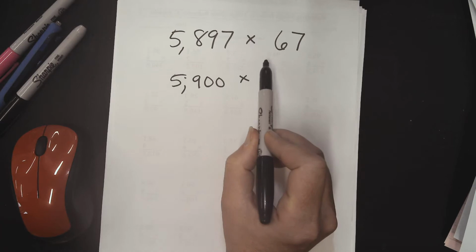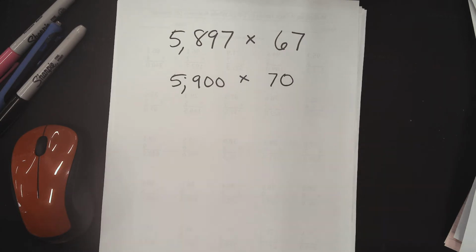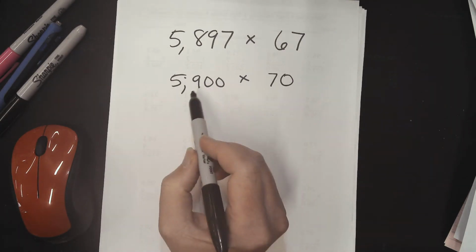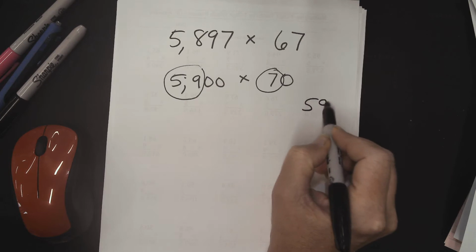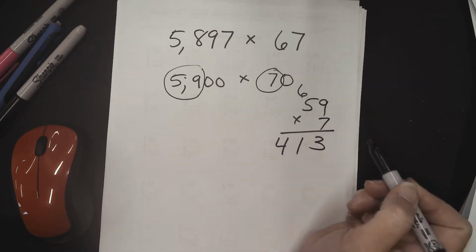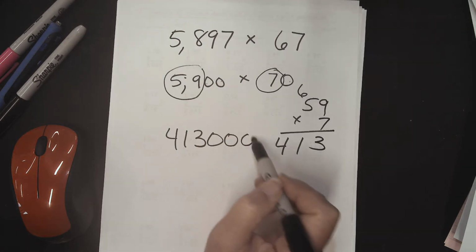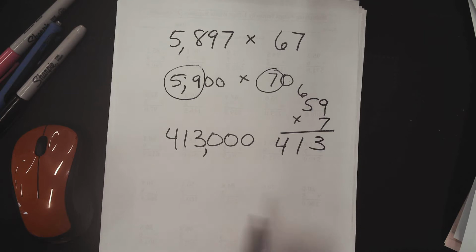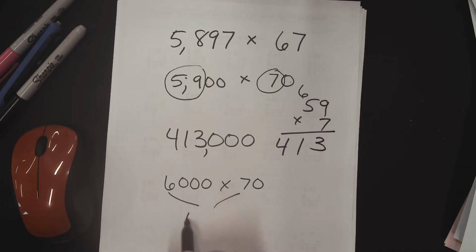And then 67, what friendly number would that be? Ondair? 70. Okay, so I like this. This is really close. I'm going to take the 59 times the 7. So I have 413. How many zeros? 1, 2, 3. Some of you may have estimated all the way to 6,000 times 70, and we could take the 6 and the 7. 42, and 4 zeros, and we're not that different between the two.